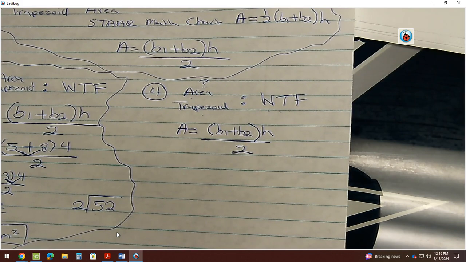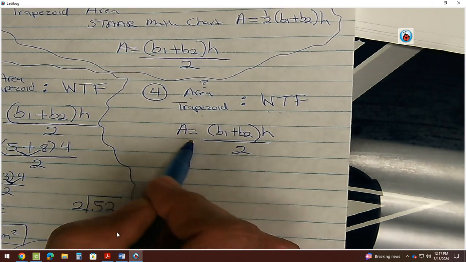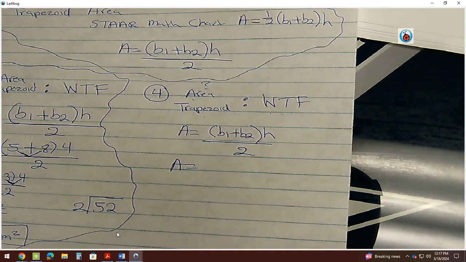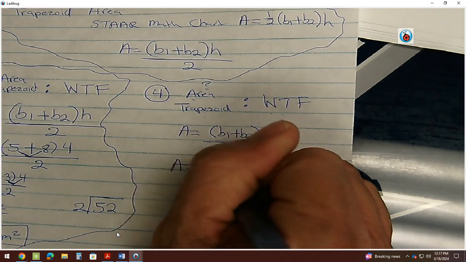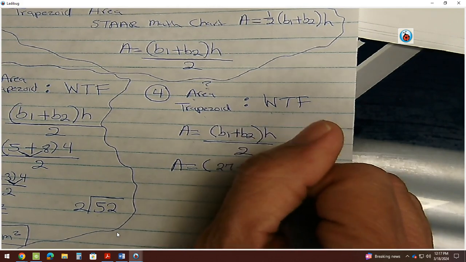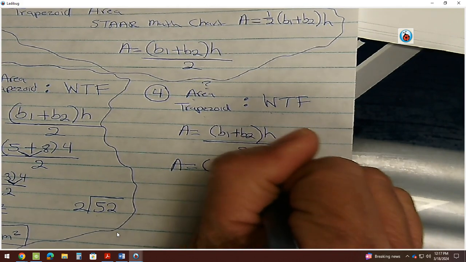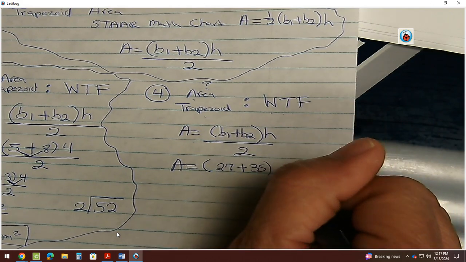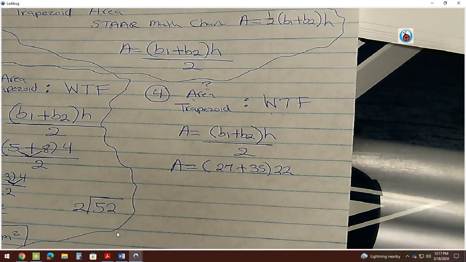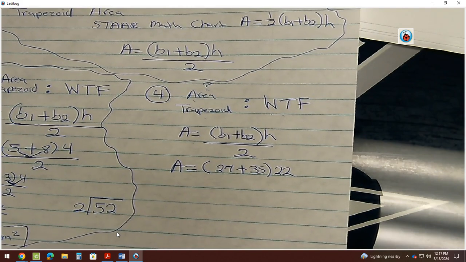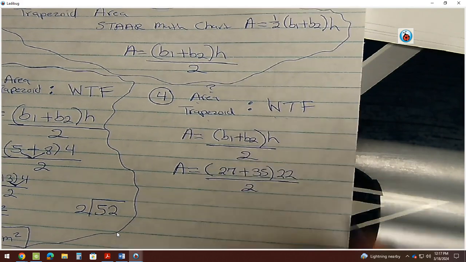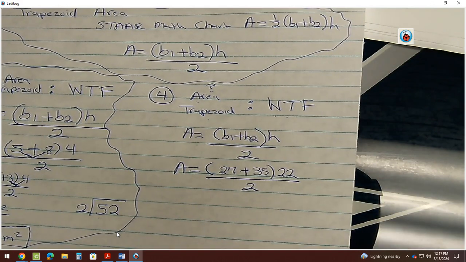Change the letters to numbers. Do I know the A? No. Leave it alone then. Do I know base 1? Yes. What's base 1 in number 4? 27. What's base 2 in number 4? 35. What's the H in number 4? 22. Am I forgetting something? Divided by 2. Don't forget that all trapezoids are cut in halves.